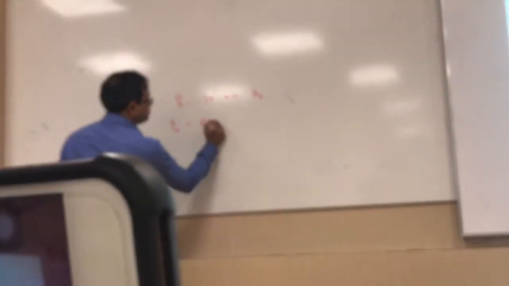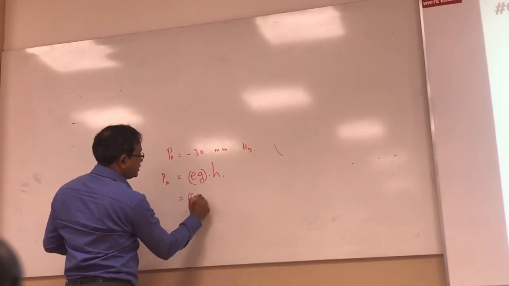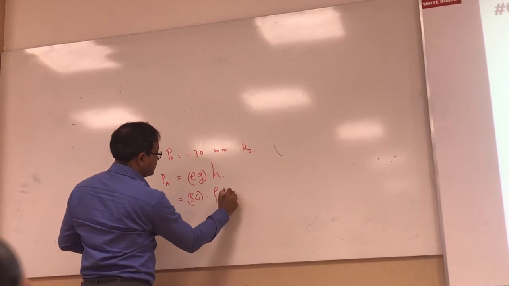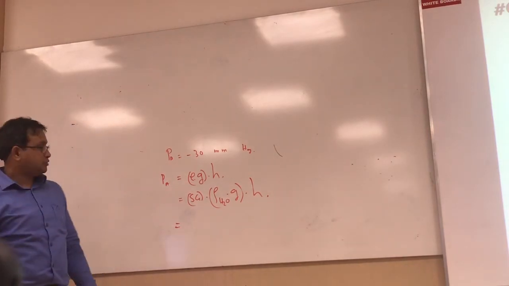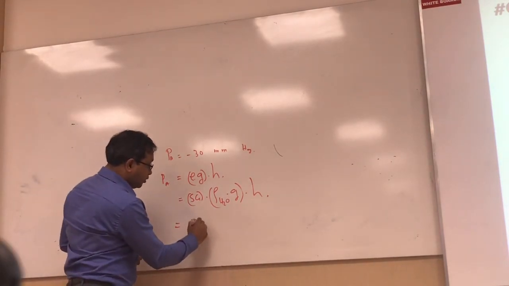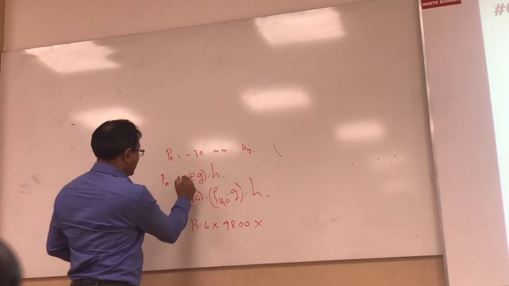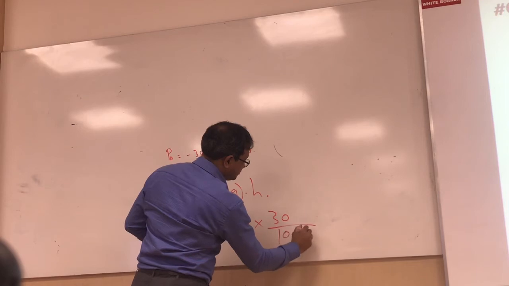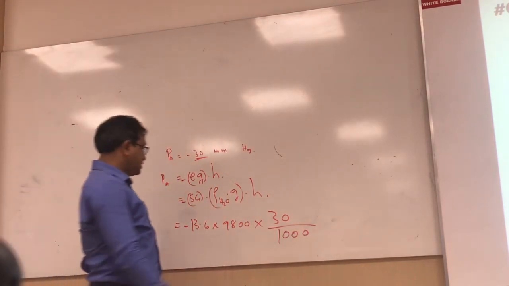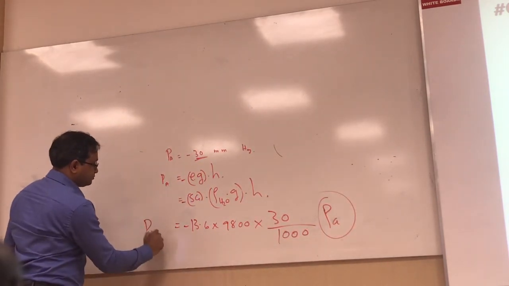What is the pressure equation? Rho g h, right? Specific gravity, rho of water, g h. You remember, right? What is this value? Specific gravity of mercury 13.6. This one 9800. This one is a negative value, right? Minus 30 millimeter, right? Should be. This is the meaning of this.